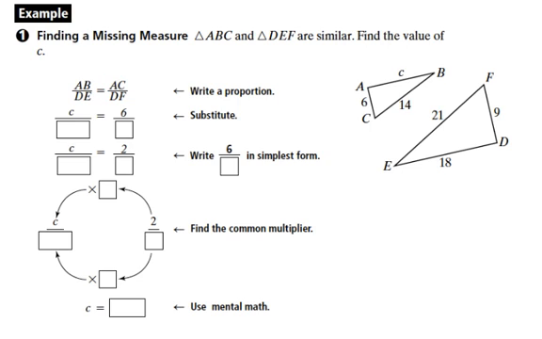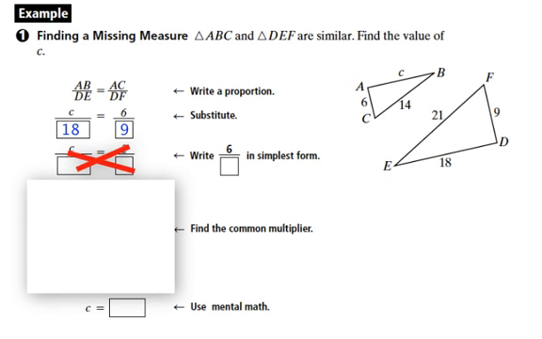Well, line segment AB is what we're trying to find. That's that C variable. So that goes on the top of the ratio. Underneath that goes the value of line segment DE, which is 18. On the right ratio, we have line segment AC. That length is 6. Underneath that, we have line segment DF. The value of DF is 9, so that goes on the bottom. So now we have C over 18 equals 6 over 9.